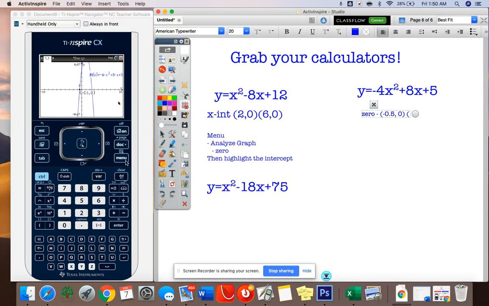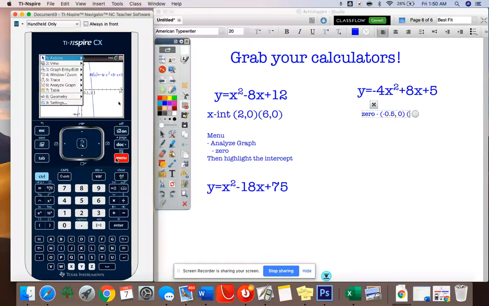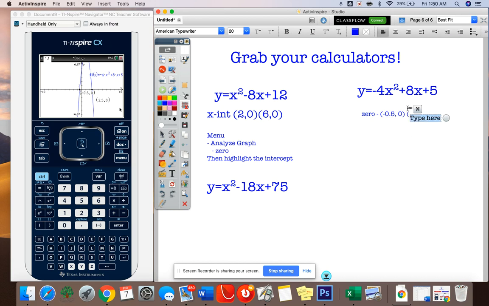Now, let's go back and find our second. So we say menu again. Analyze Graph, zero. Click to one side and drag over. Now, sometimes they get stuck on top of each other, so we have to use our cursor to click. You can highlight it, or you can actually drag it away so that you can read it more clearly. So now we know that our second x-intercept is 2.5, comma 0.